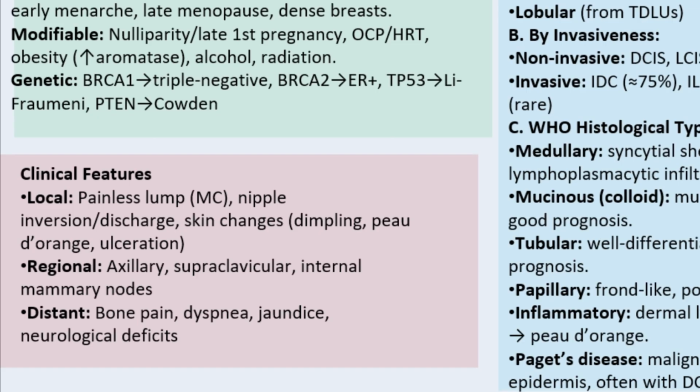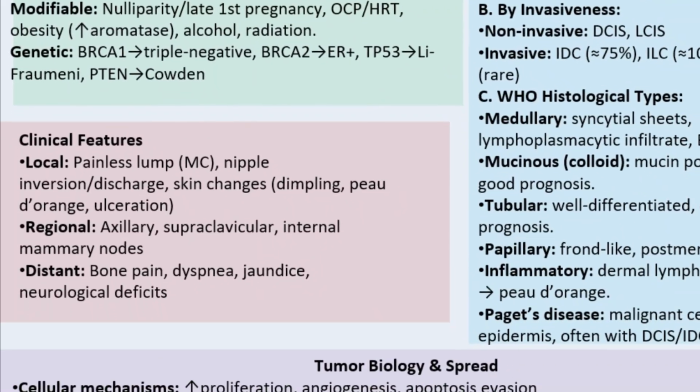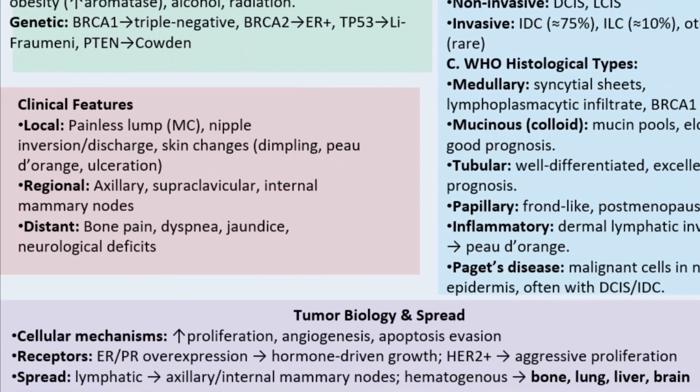With distant spread, we can have things like bone pain, dyspnea, jaundice. Bone pain is going to occur when we have metastasis to the bones, dyspnea from metastasis to the lungs. When we have jaundice, it means the liver is affected, and neurological deficits will occur when the brain is affected.